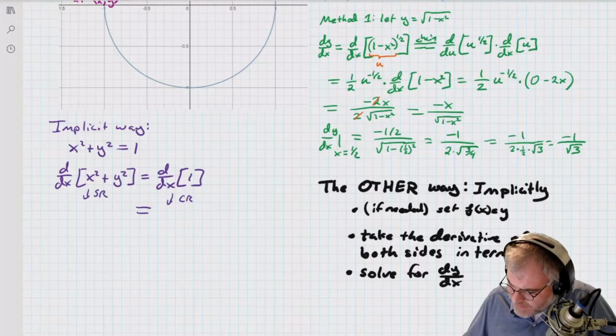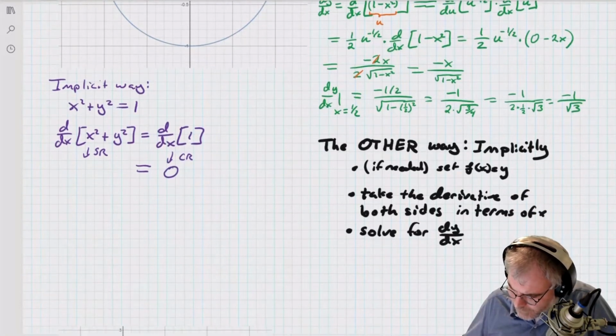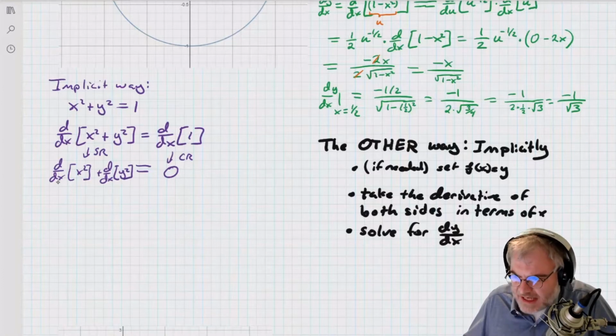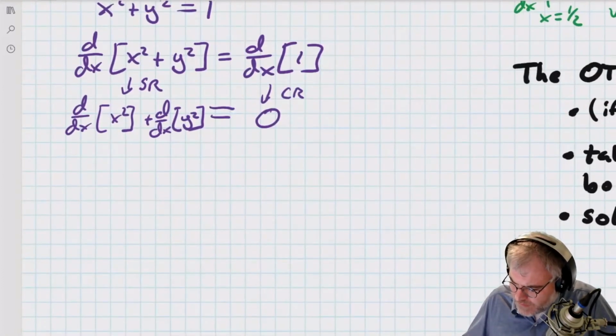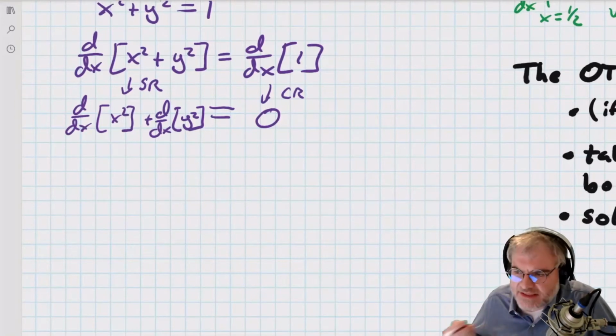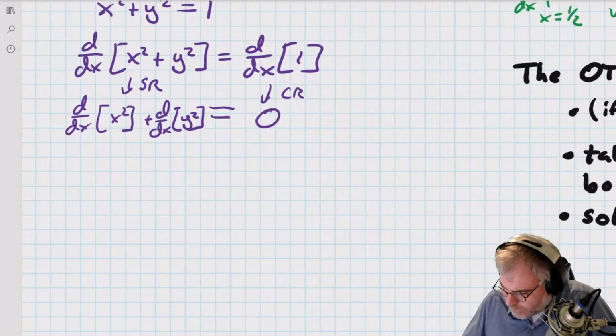The right side becomes 0. So now I've got d over dx of x squared plus d over dx of y squared. Now, this is an x, and this is an x. Well, that's easy. I use the little power rule, and I get that this right here is 2x plus.